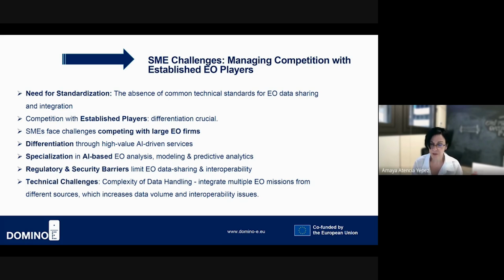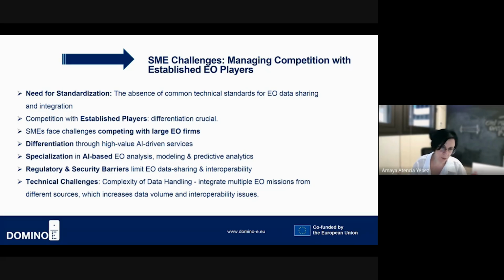And also to specialize in analytics or predictive analytics and to provide these services to the government or to large integrators. So specialization in AI-based services may be a differentiation that will allow SMEs to compete with established players. But this requires, again, accessing all the data that is needed for the provision of these AI-driven services.